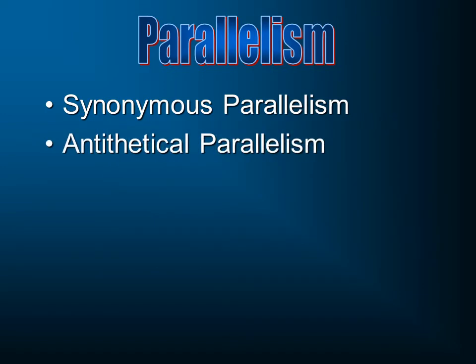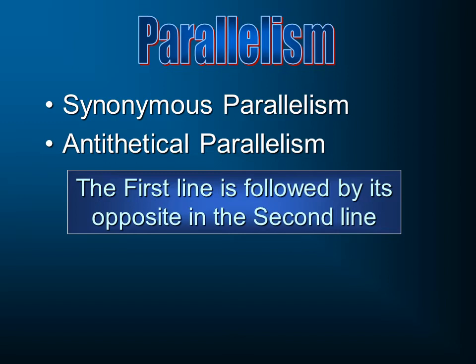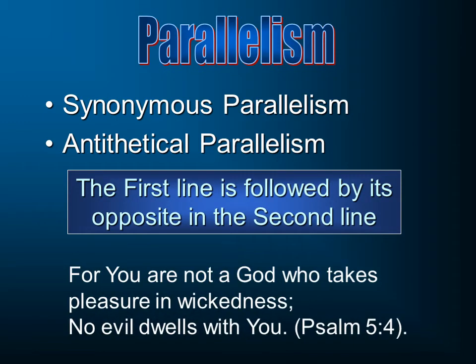The next type of parallelism is going to be antithetical parallelism. That's just the opposite. In synonymous parallelism, you say it and then you say it again. In antithetical parallelism, you say it and then you express that truth in opposite terms, or you say its opposite, but it's the antithesis. It's saying the opposite thing. So the first line is followed by its opposite in the second line. Let's look at some examples.